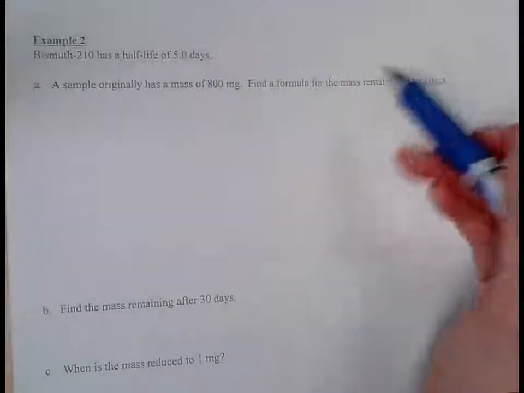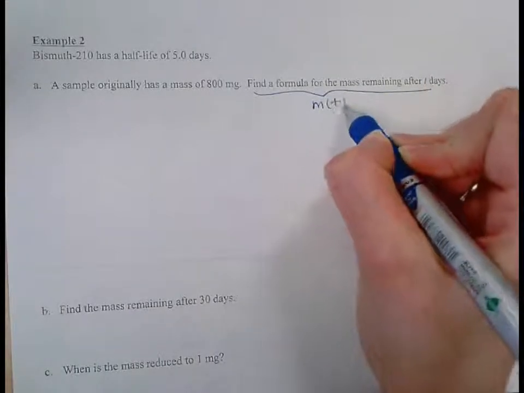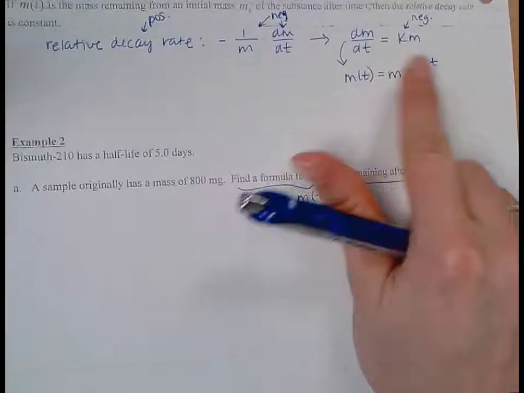So for this example, we have bismuth-210, which has a half-life of 5.0 days. For part A, a sample originally has a mass of 800 milligrams. Find a formula for the mass remaining after t days. So this is asking us to find the function m of t, which we have that form up here.